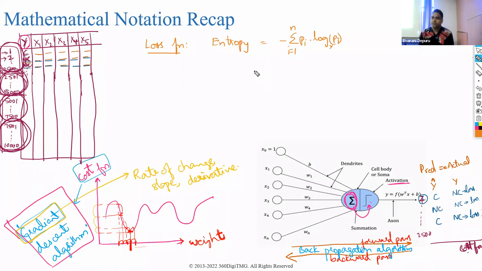20 is not a big deal. You have to remember the formulas: mean, variance, standard deviation. Then we have the Bayesian rule formula. We have the entropy formula. What else did we learn about? Information gain, normalization, correlation coefficient, covariance. These are a few things that you need to remember.